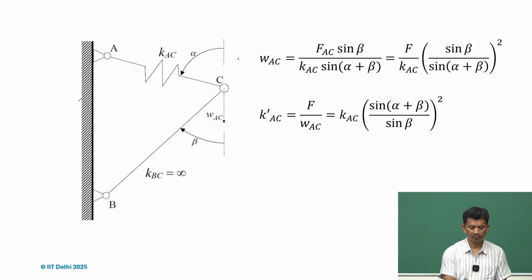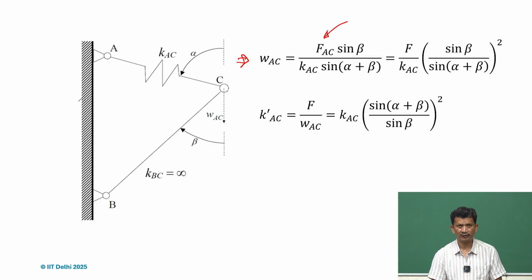So, if we want to write WAC with respect to F, then we substitute FAC with respect to F, and then we again get the parameter sin beta divided by sin alpha plus beta, and that is why we get the square term here.